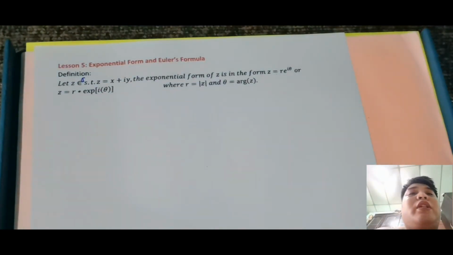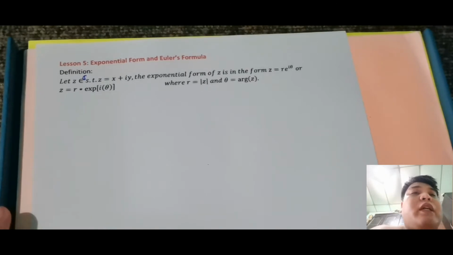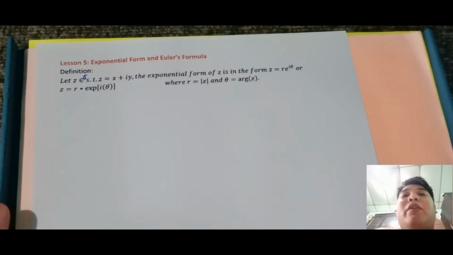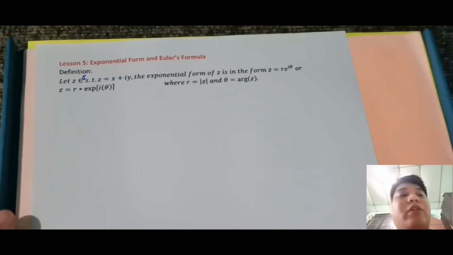So let Z be an element of the complex numbers, such that Z is equal to x plus iy. Then the exponential form of Z is in the form Z is equal to r e raised to i theta, or Z is equal to r times exponential i theta, where r is equal to the modulus of Z and theta is equal to the argument of Z.